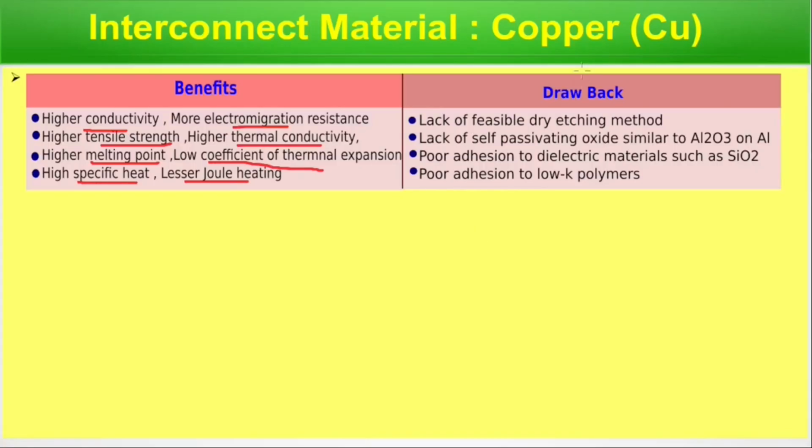What are the drawbacks of copper? Lack of feasible dry etching method. That will actually lead to a different processing step. Lack of self-passivating oxide similar to Al2O3 on aluminum. Aluminum has a self-passivating oxide, Al2O3. Copper doesn't have something like that. Poor adhesion to dielectric materials such as SiO2. Poor adhesion to low-K polymers. So these are basically the drawbacks.